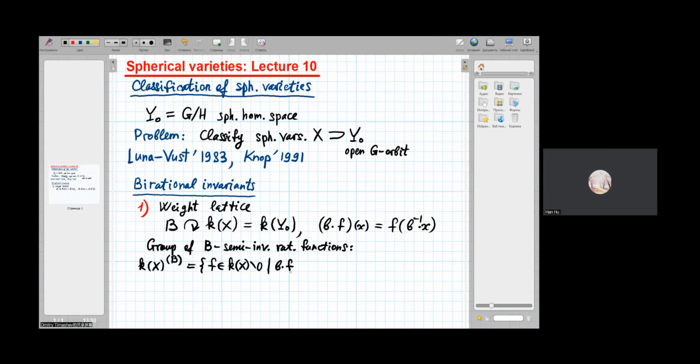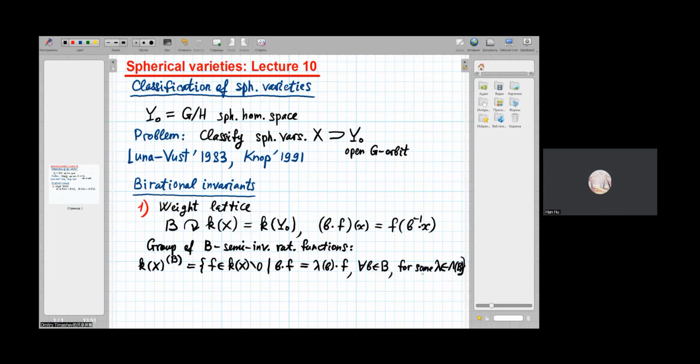So a function f is semi-invariant if the action of b on this function multiplies this function by a character, lambda of b. This is for any b small in big B, and for some character lambda in the character lattice of B, or of the maximal torus, which is the same.